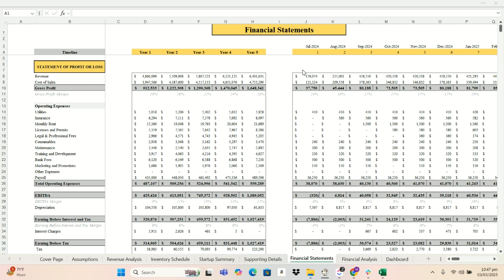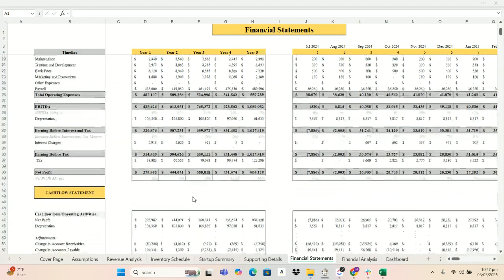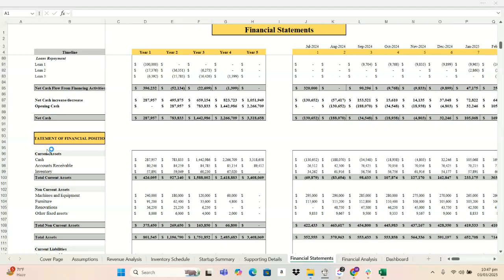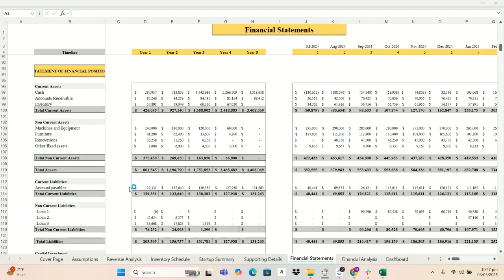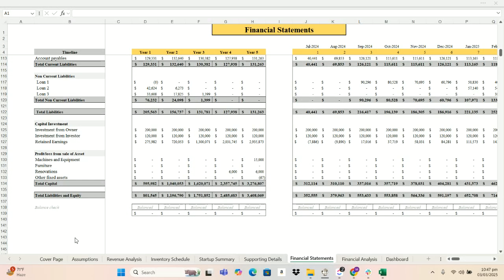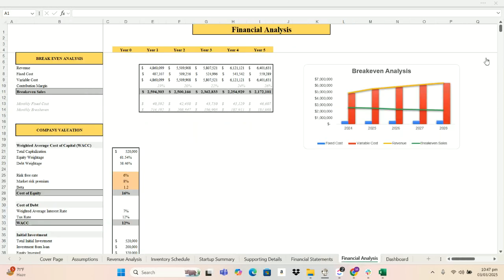Next up, we have our financial statements. Here you can see the statement of profit and loss. It is calculated on yearly basis for 5-year projection and monthly basis. Then we have our cash flow statement. Then we have our statement of financial position. You can see the total assets, total liabilities, and equity.